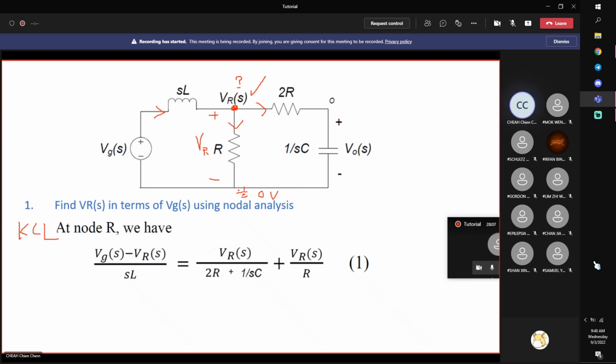We do not really know the directions, but logically, current should flow out from the positive terminal. Even if it's not, you then get a negative answer, that's all. But for this one, we just write down equations.